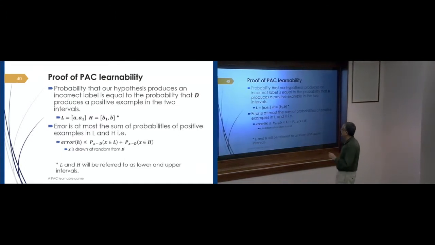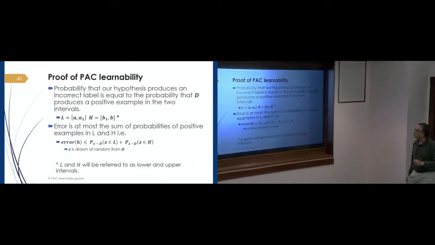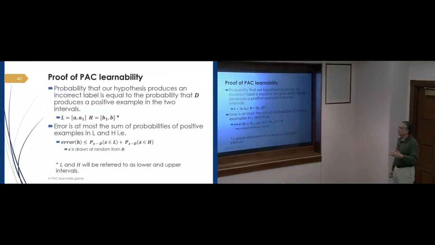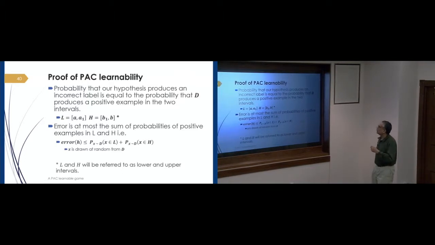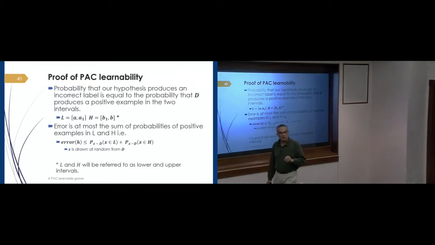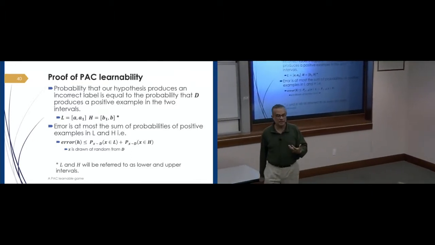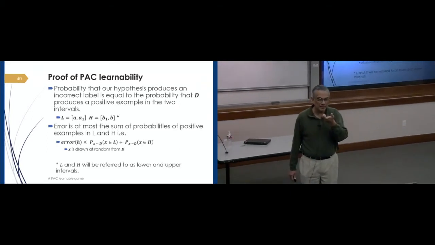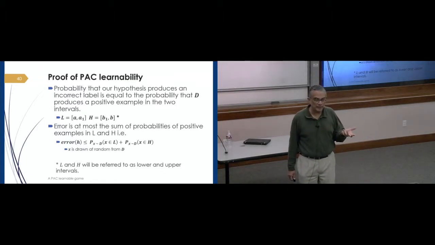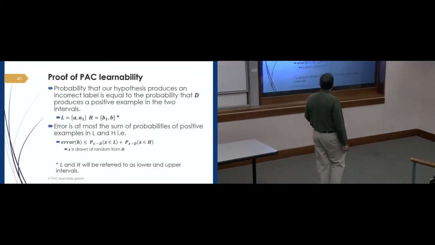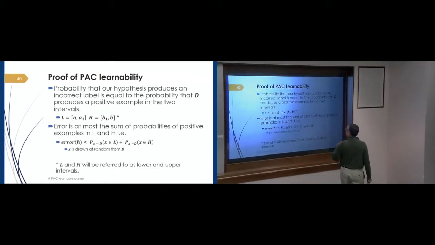Now let's look at probabilities. So the probability that our hypothesis produces an incorrect label, because remember we are always looking for concepts and hypotheses in the PAC model, is equal to the probability that D produces a positive example in the intervals either A1 or B1B. So if there is a positive example in those two intervals, we missed, because our interval was A1, B1, whereas there are still elements in those two intervals, and that's the probability we miss our interval. Correct?